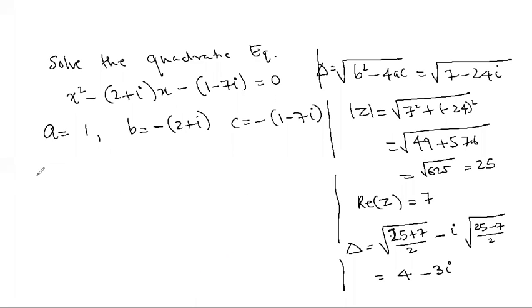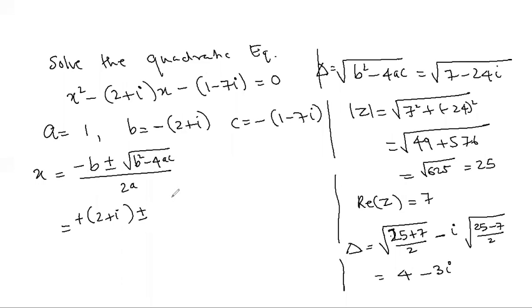Now write the x value: minus b plus or minus root of b square minus 4ac upon 2a. So minus of minus is 2 plus i only, plus or minus the root of b square minus 4ac, which is 4 minus 3i, upon 2.